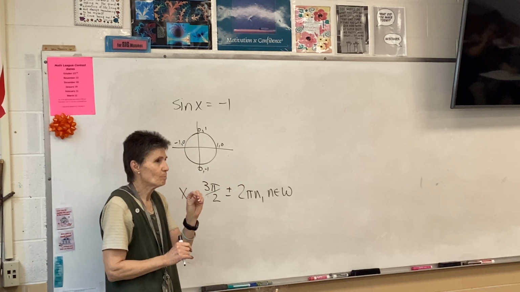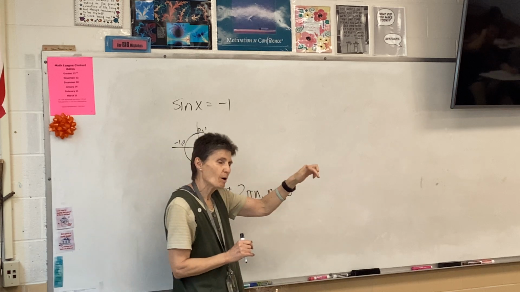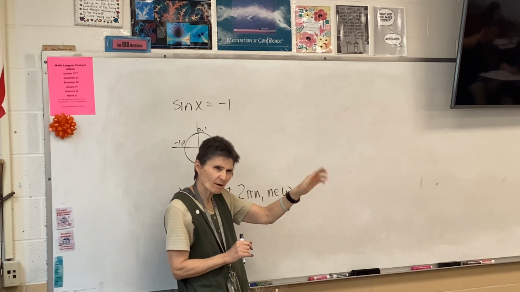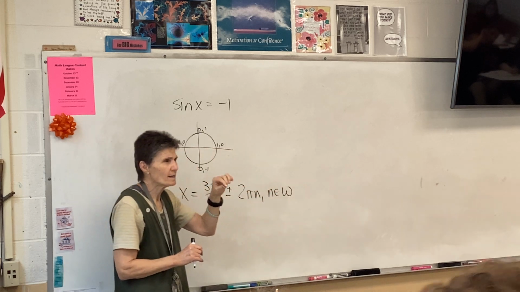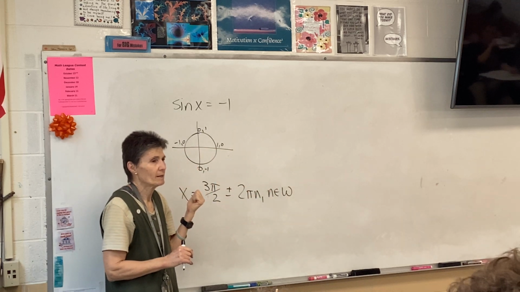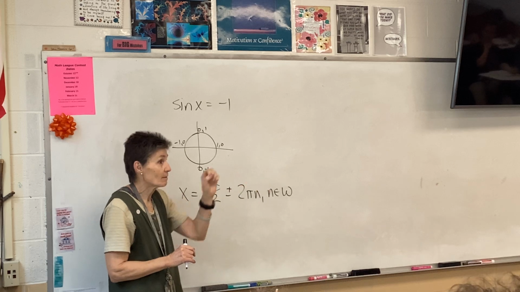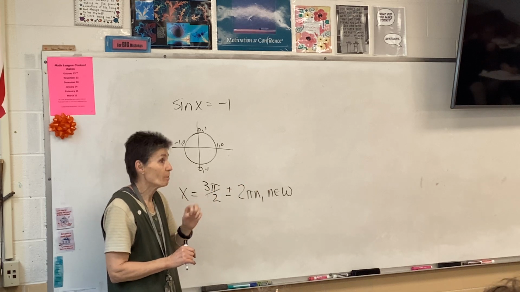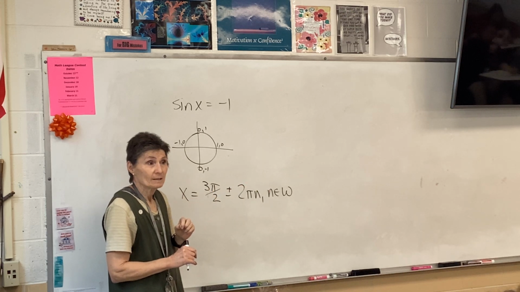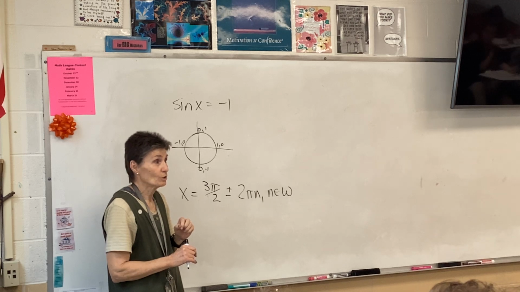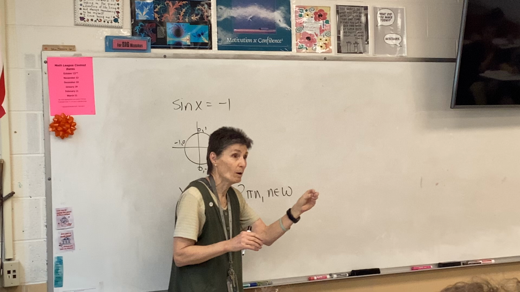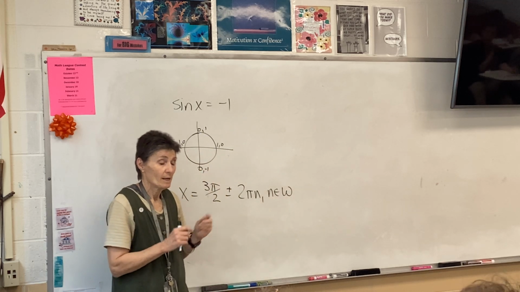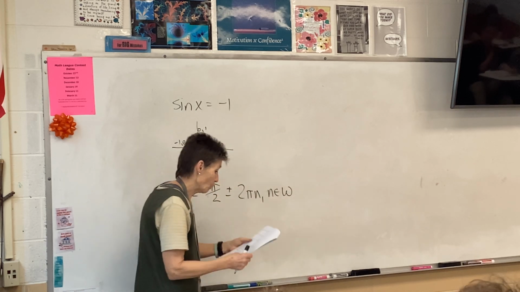And why is it 2 pi? Because on our tangent problems, it was pi. Remember that? Our asymptotes were pi over 2 plus or minus pi n. Why is this with 2 pi? Because the period of the sine is 2 pi, right? And when you are looking for multiple answers, they're going to be a period apart. And this is true. All right, one more.